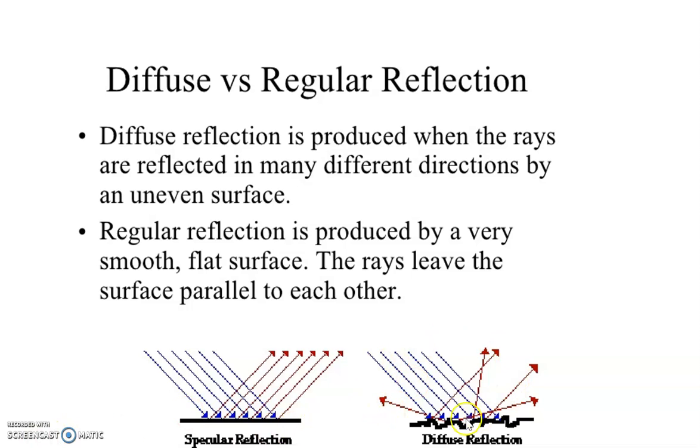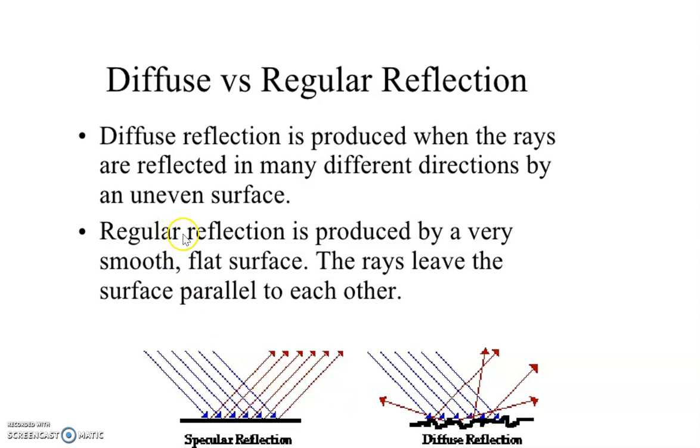Look at the second diagram given here. These are the rays of light falling onto a rough or uneven surface. And what happens to the light that is bouncing off? It bounces off in different directions. Those types of reflections are called diffused reflections. So it is produced on a rough surface. That means when the light hits a rough surface, it gets scattered in different directions.